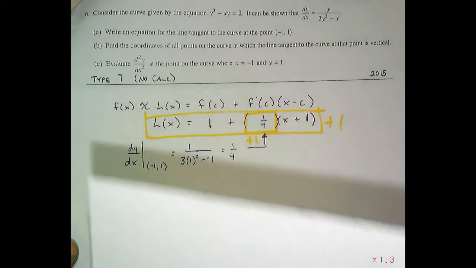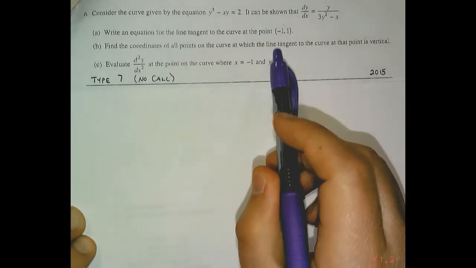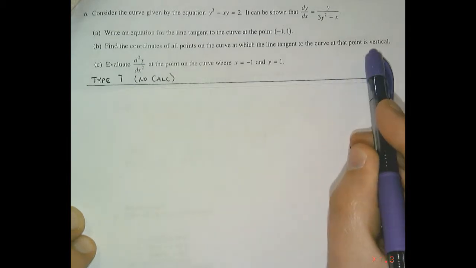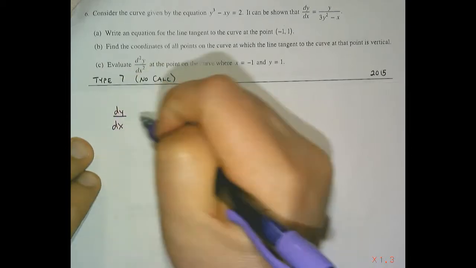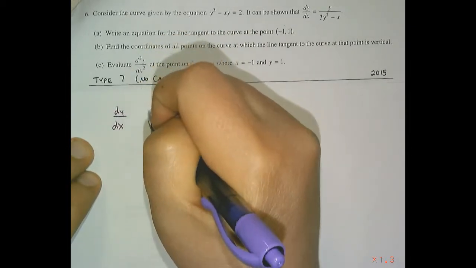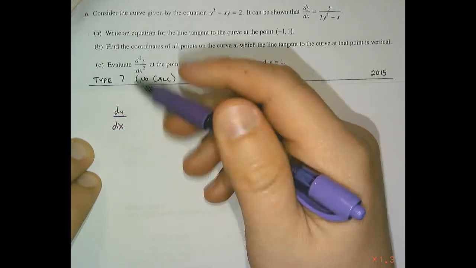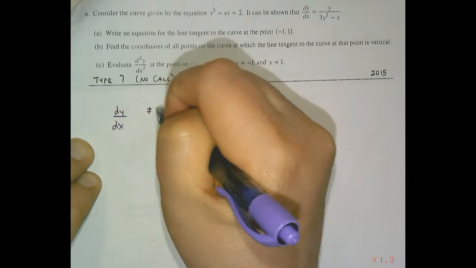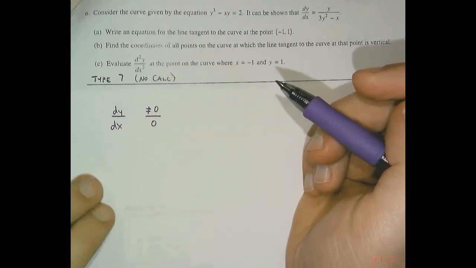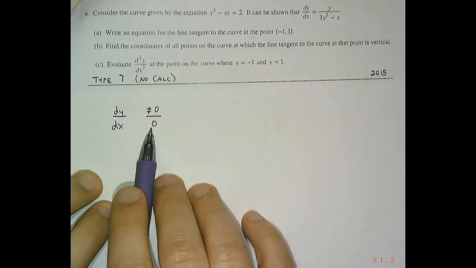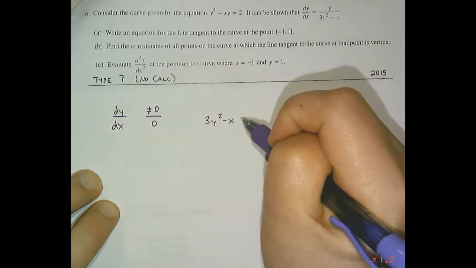All right, let's move on to part B then. Find all the coordinates of all points on the curve at which the line tangent to the curve is vertical. So vertical tangent lines occur when the denominator of your slope is equal to 0. It's kind of like saying when you have a non-zero number on top and a 0 on the bottom. That's what causes a vertical tangent line. So in order to have a vertical tangent line, 3y squared minus x must be equal to 0.